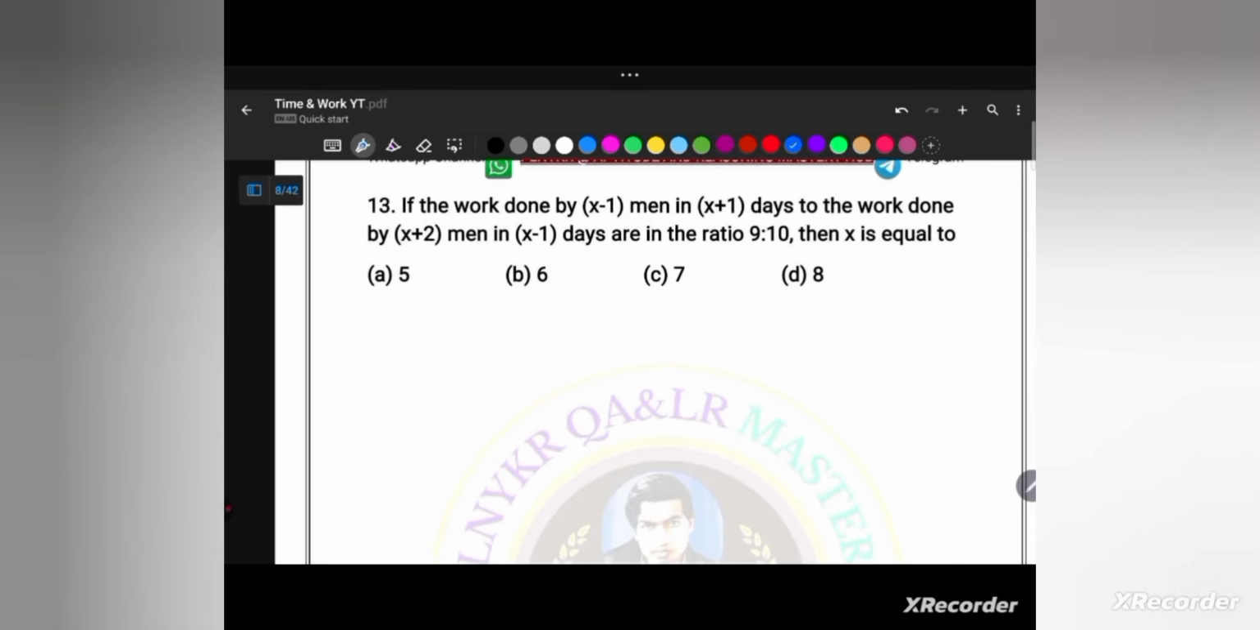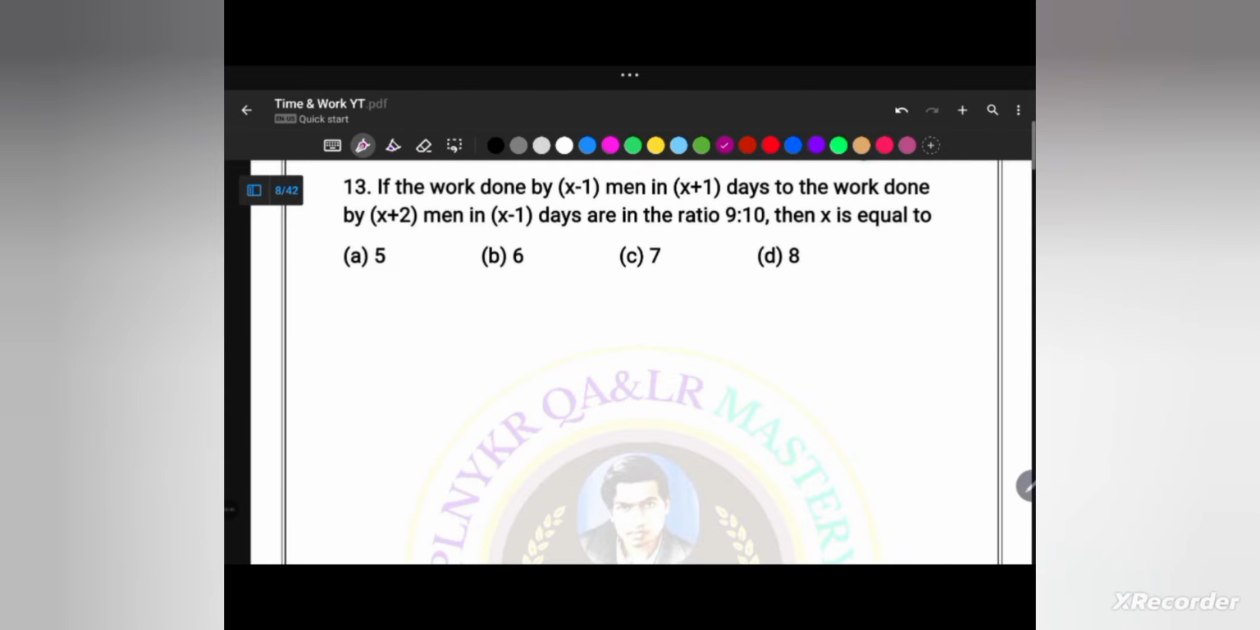The next question. In this question, first just identify the variables, which are manpower, days, and work. Form the equation which relates these three variables. We know that M T by W is equal to a constant, or M1 T1 by W1 will be equal to M2 T2 by W2. Okay.